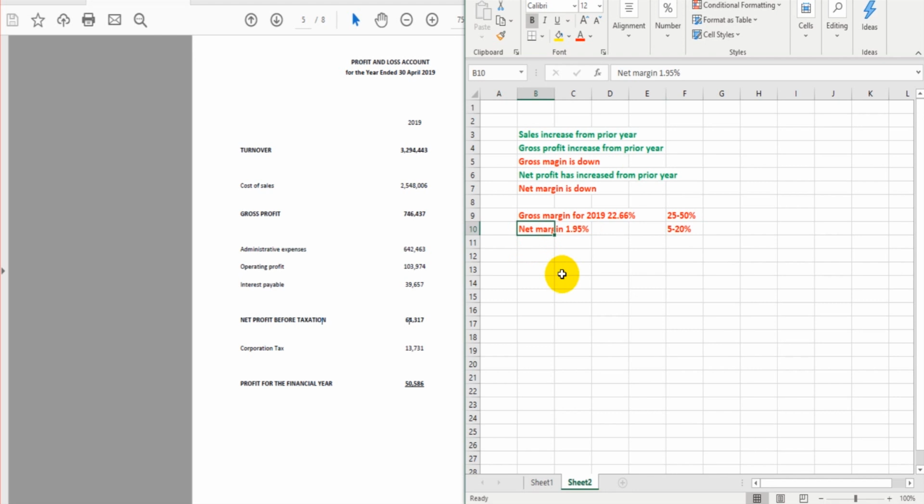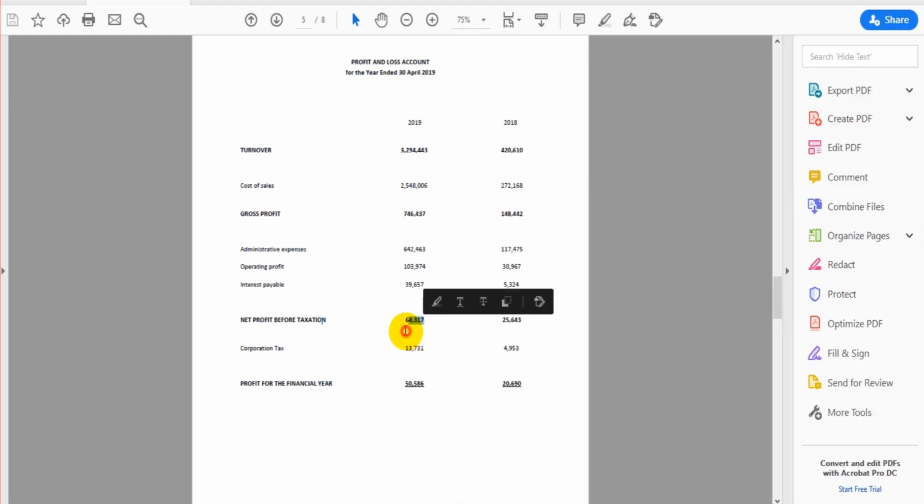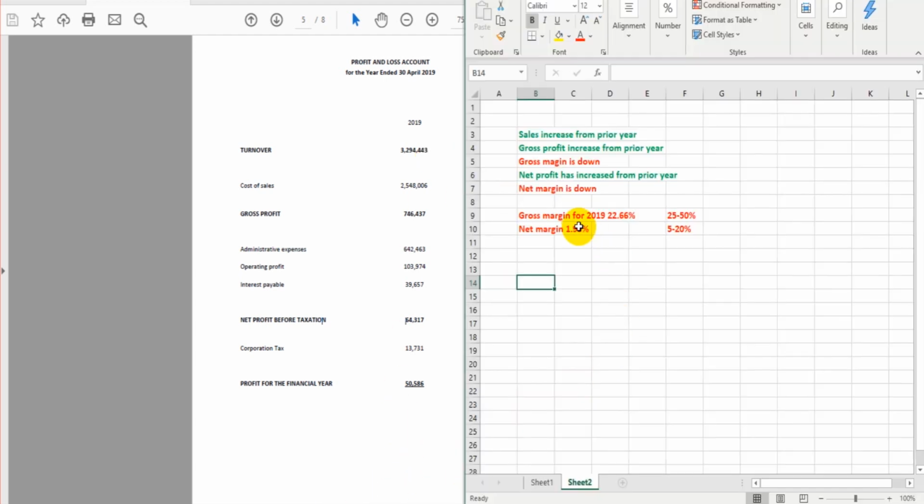The net margin is only 1.95%. That is very low, isn't it? It wouldn't take much for this company to actually start making a loss. 64,000 euros or dollars or pounds might seem like a healthy profit, but not when you're turning over 3.3 million within the same year. So that's something else we might note, is that there are profit margins there, but they're very tight.